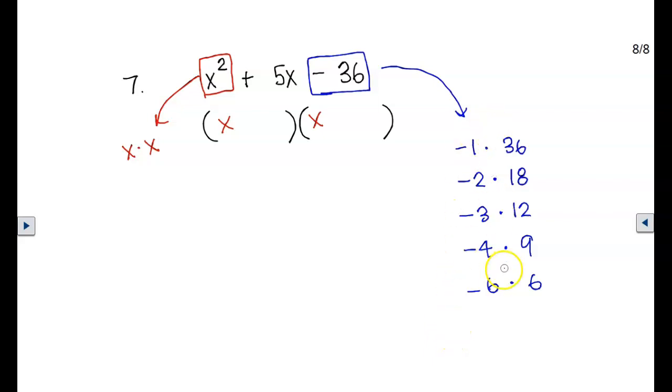So now, which combination over here seems most likely to get you a 5? Well, out of all of these, right here is the one that to me seems most likely to give me a 5. If I do a negative 4 with a positive 9, that would get me a positive 5, which is what I wanted.